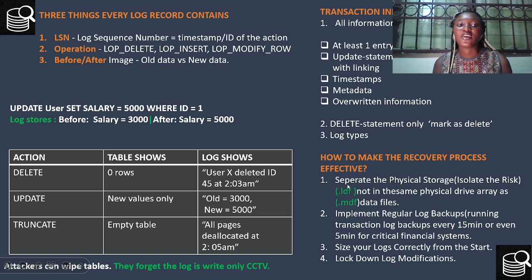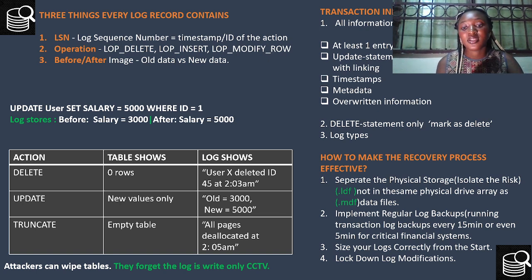Now, how do we make the recovery process very effective? For example, you separate the physical storage, the LDF, the transaction log storage file, from the main data file storage. You put them in separate files, so that if there is a crash or an issue in the file with the MDF, your log files are very much safe, and you can always recover your data with zero loss, as long as you have your LDF files separate from your MDF files.